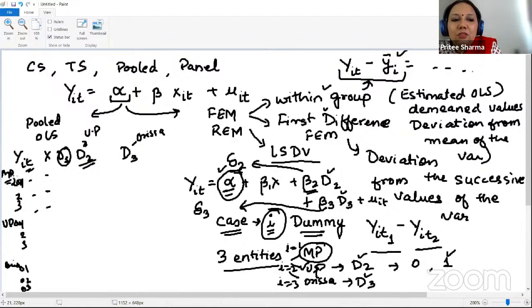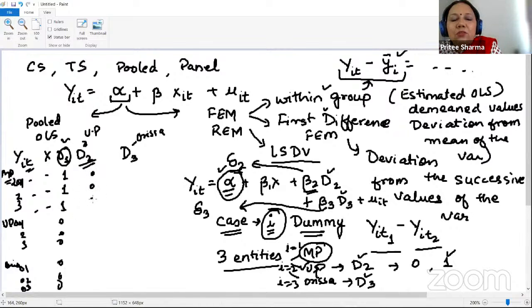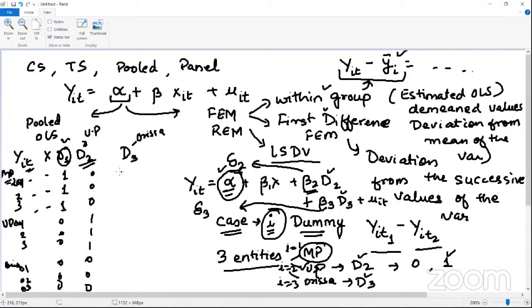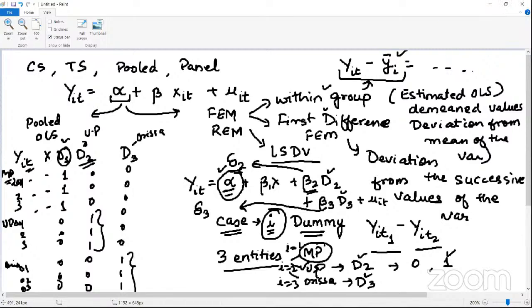So in case of our first D1, we will have 1, 1, 1 here, and here we will have 0, 0, 0. In case of D2, we'll have 0, 0, 0, then Uttar Pradesh 1, 1, 1, and 0, 0, 0. And here it will be 0, 0, and here it will be 1, 1. So what is happening? This is not time varying. So that is why you will not have a component of time. Okay. Now it's clear, ma'am. Thank you so much.